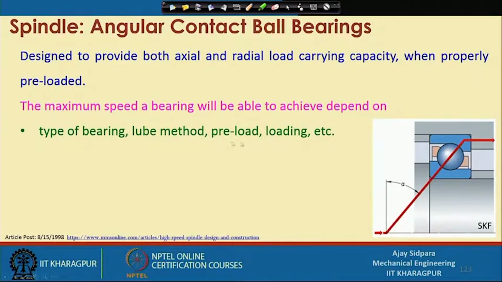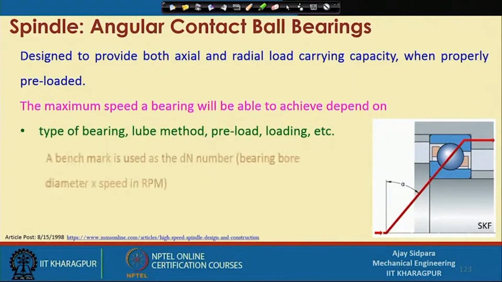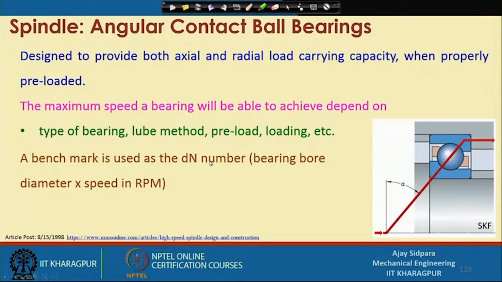Preloading is important: how tight you are holding it, how loosely you are holding the bolt in between these two, and which type of loadings are there. If there are both loads, radial and axial, then you have to find which way you can control the speed, so that it will rotate within the permissible limit of the bearing. A benchmark used is the DN number.